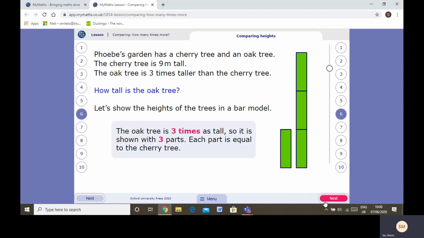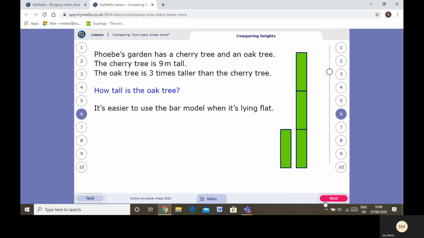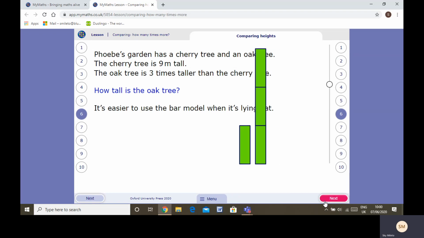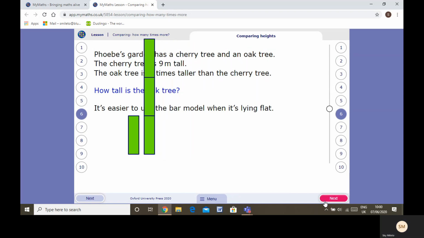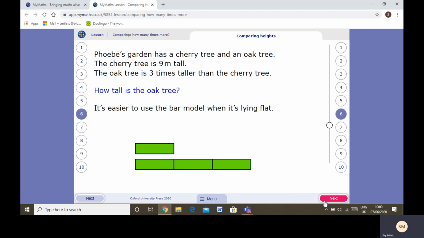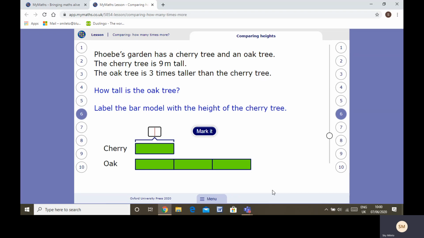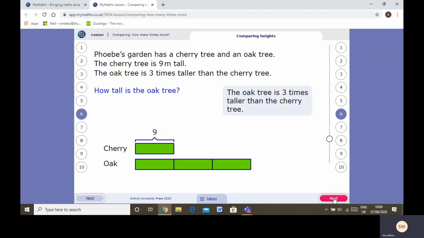Now sometimes it might be easier to have the bar models lying flat. And we know we can name the trees. We've got the cherry tree and the oak tree. We know that the cherry tree is 9 meters tall. So therefore we know that to find the oak tree we need 9, 9, 9, which would be 9 times 3. And that would equal 27.